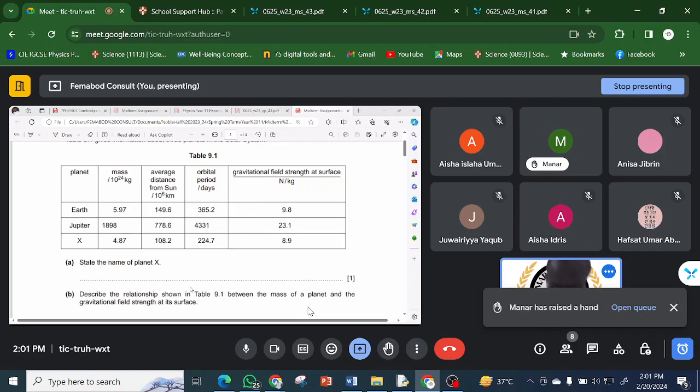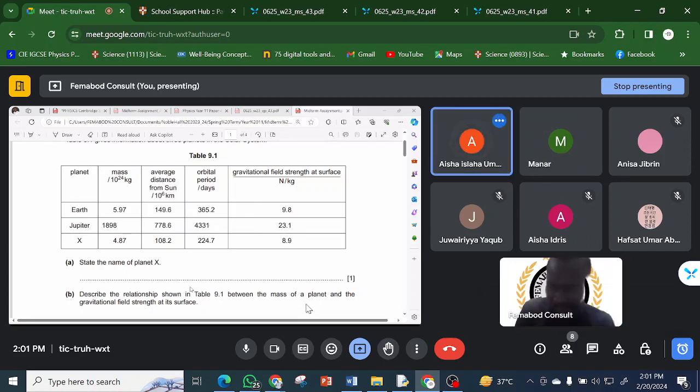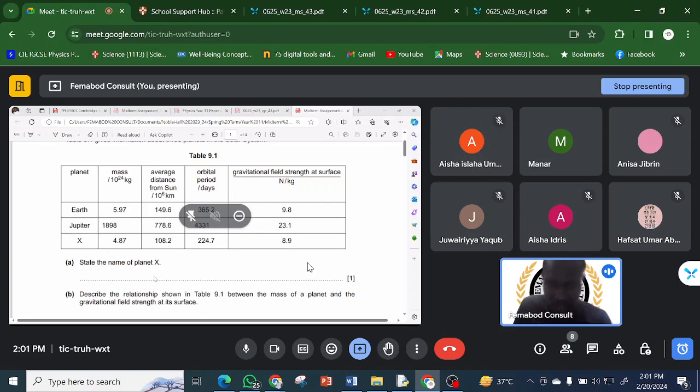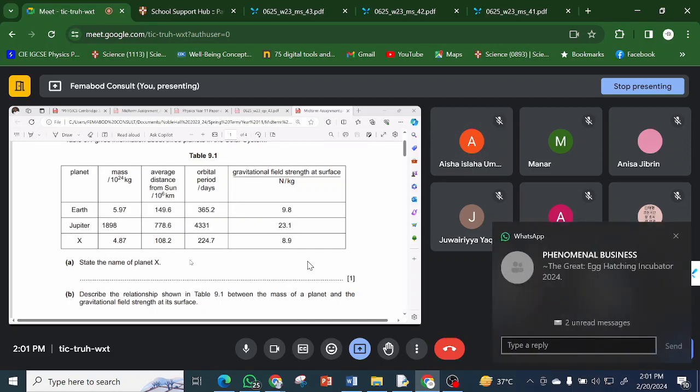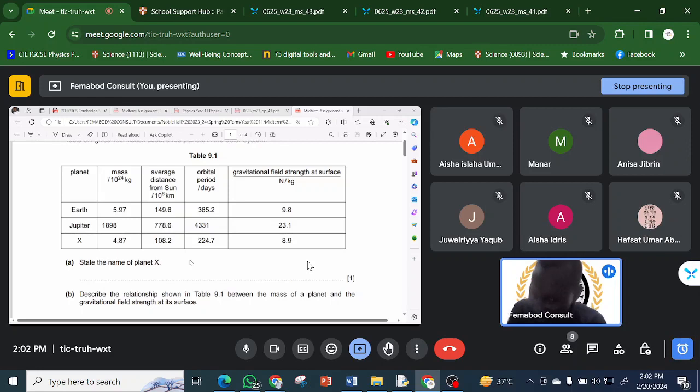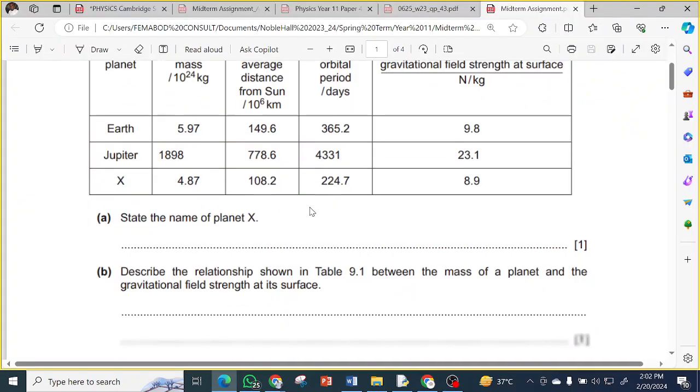Isla, did you get that now? Yes. So next time if you want to answer questions like this, look at the data given to you very well. As one increases, the other increases, then you can reach a conclusion. If they ask you to state a relationship, always remember it has to be either a direct relationship or an inverse relationship. Don't be vague and say the mass depends on the gravitational field strength. In what way? You have to explicitly explain in what way. Please take note of that point. Very, very important.